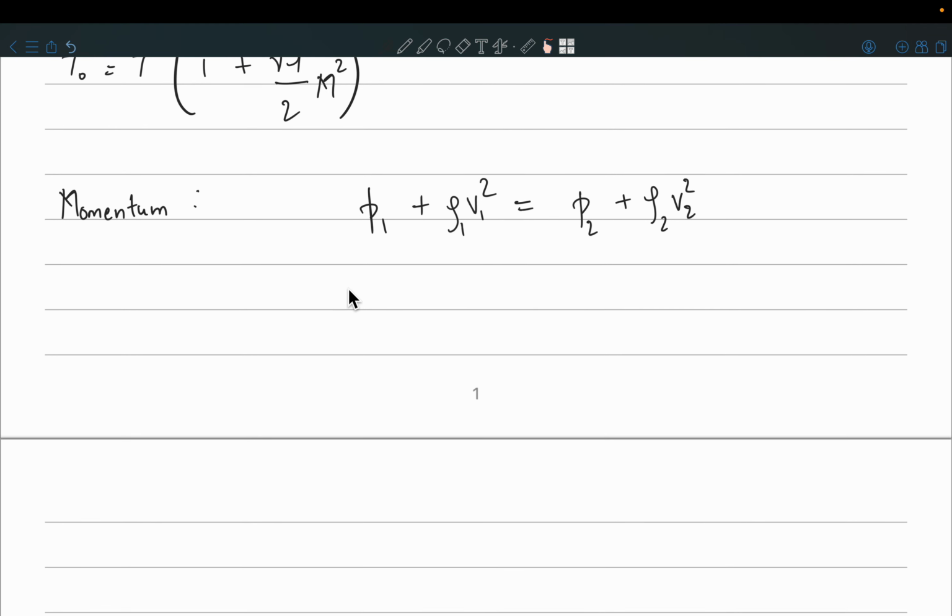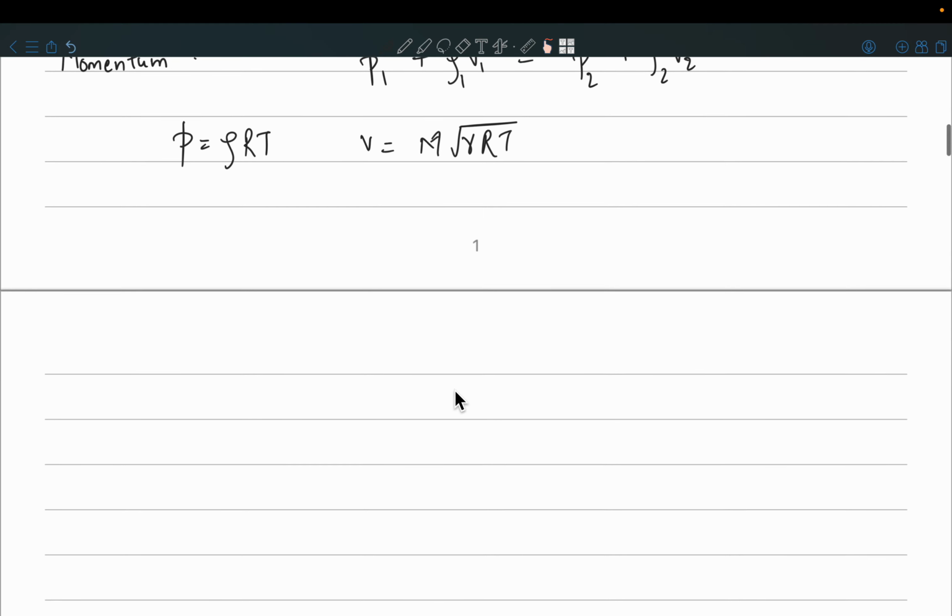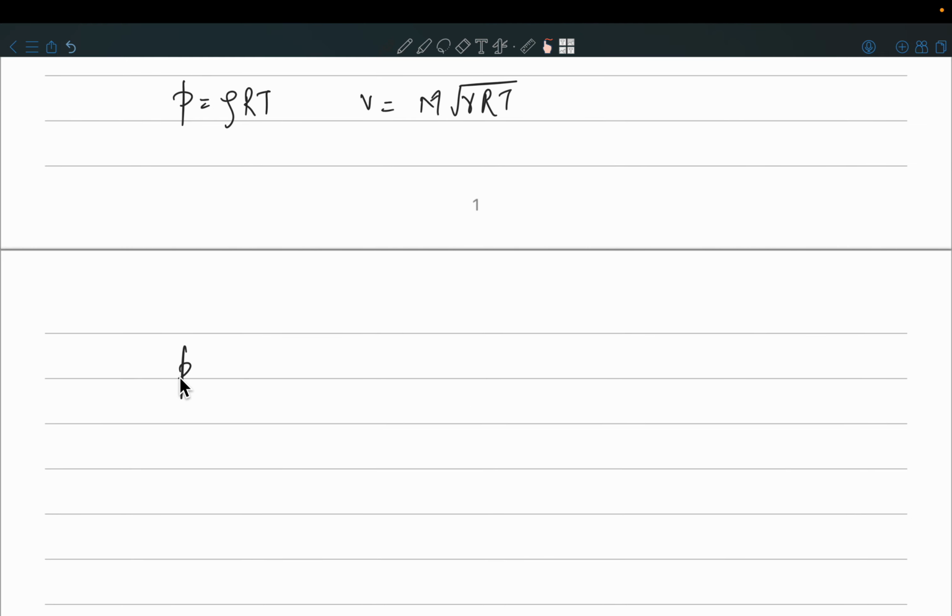Okay, so then from here you can again put in your equations. P is equal to rho RT, so rho you can replace by pressure and temperature, and again we'll use the same relation, V is equal to M under root gamma RT. So what does that give us? You must have got this equation: P1 into 1 plus gamma M1 square is equal to P2 into 1 plus gamma M2 square. You're aware of this equation?